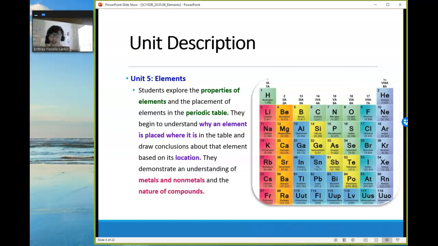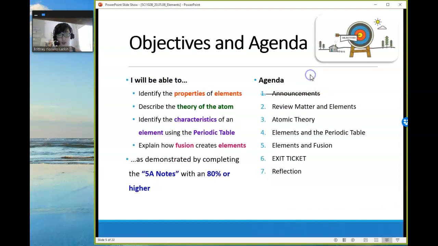All right, so we are starting a new unit. We're going to be working on Unit 5, Elements. We'll talk about elements, where they are on the periodic table. You can see a snapshot of part of our periodic table over here, explain why an element is placed where it is in the table, and conclusions you can make about the element based on its location. We'll also talk about some differences between metals and nonmetals, and we will begin to talk about compounds, which will be really important going forward in our course.